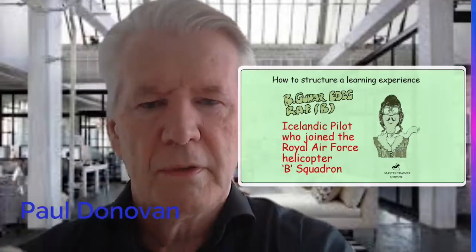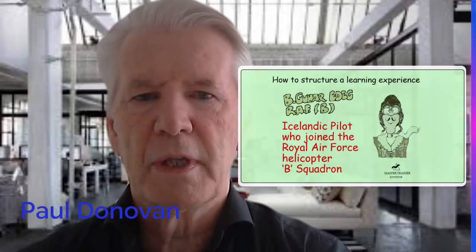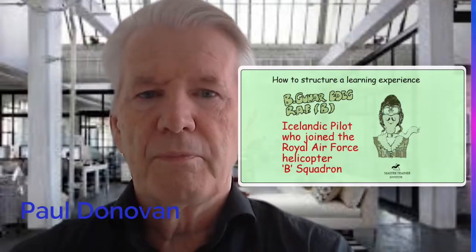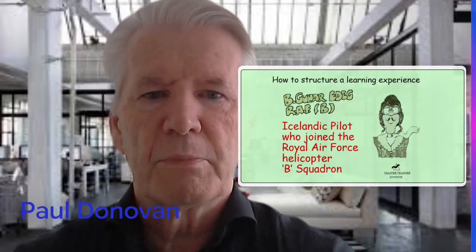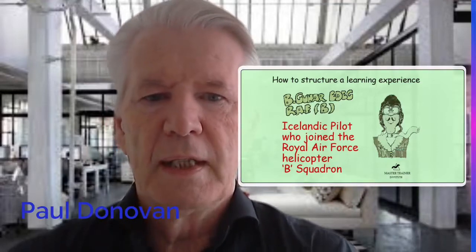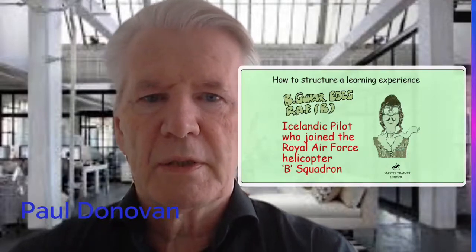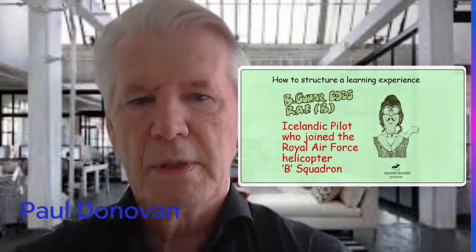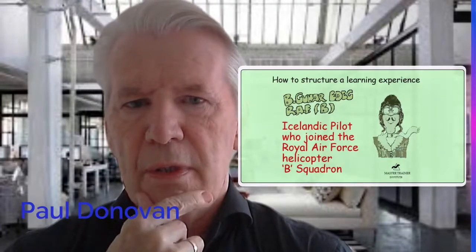And he had this idea of using a pilot experience as a means of creating a mnemonic. And these are based on people he knew and people he associated with at the time. So the mnemonic is B Gunnar Ede Graf B, and it's based on the name of an Icelandic pilot who joined the Royal Air Force helicopter B squadron during the Second World War. And each part of B Gunnar's name is a part of designing the learning experience. So it's quite interesting.